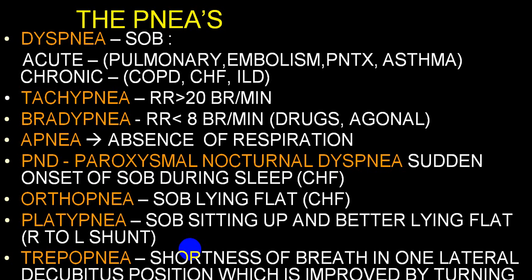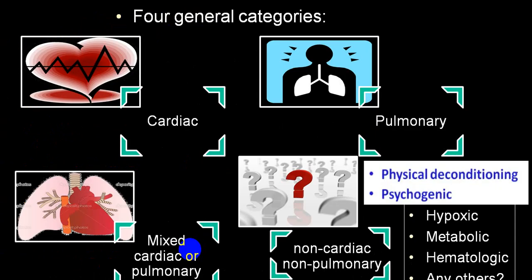That is called trepopnea. This is again very characteristic in a person with a left atrial myxoma or a right atrial myxoma, or in a left atrial thrombus, a big thrombus. We'll have a separate lecture on trepopnea and platypnea.